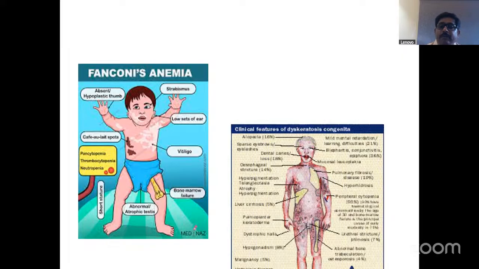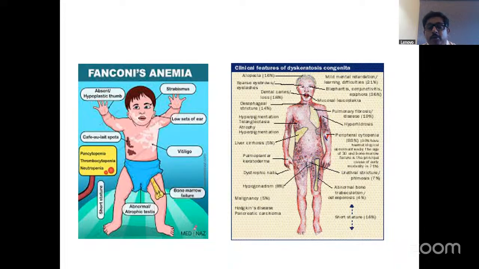And you also have dyskeratosis congenita, and you have all sorts of presentation apart from pancytopenia. You have alopecia, sparse eyebrows and eyelashes, esophageal strictures, hyperpigmentation of the skin, telangiectasias, atrophies, cirrhosis, pulmonary fibrosis, keratoderma, and so on and so forth. So these are two very important causes of pancytopenia, which we all must know and must have in our mind while seeing a case of young pancytopenia patients.